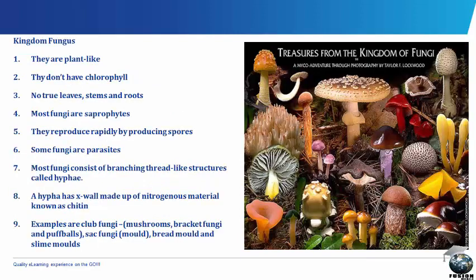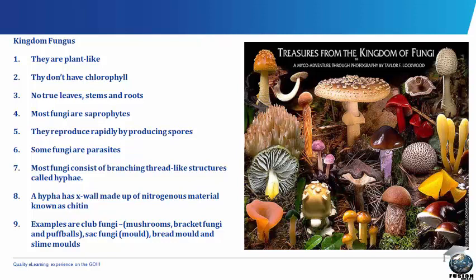The kingdom Fungus. They are plant-like. They don't have chlorophyll, no true leaves, stems, and roots. Most fungi are saprophytes. They reproduce rapidly by producing spores. Some fungi are parasites. Most fungi consist of branching thread-like structures called hyphae.